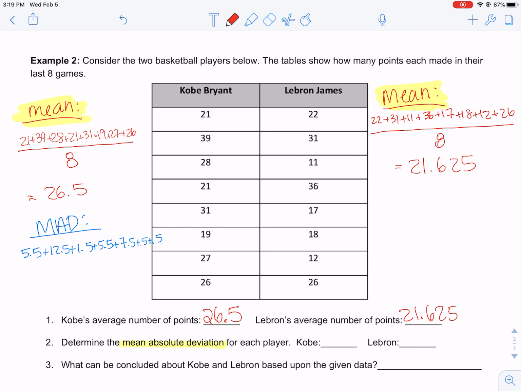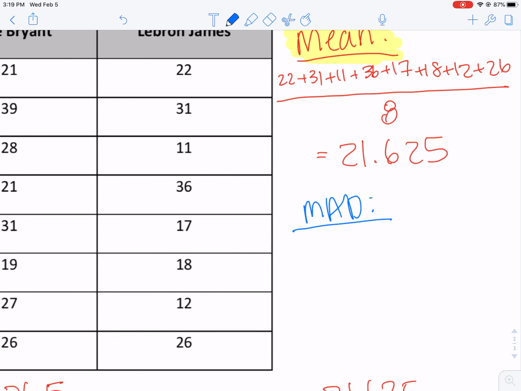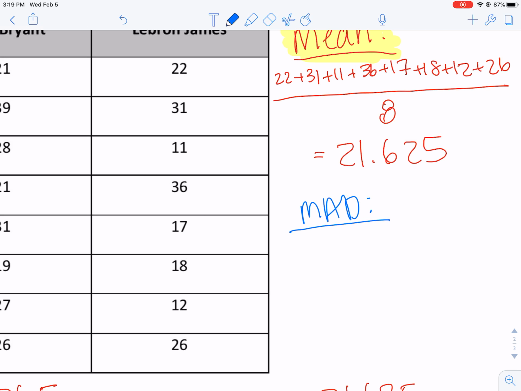And I left off the 26. Okay. And then once you get the differences, you can divide it by 8 again. And if you do that, it gives you 4.75. So we're going to do the mean absolute deviation for LeBron James. And we know that these numbers are going to be a little long because of the decimal. So I'm going to go ahead and just write it really small. So we know that's all over 8.